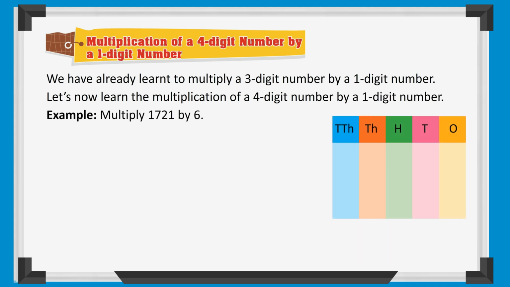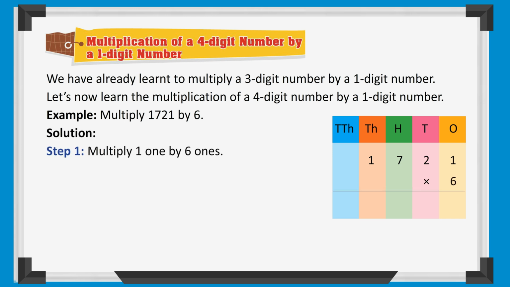Example: multiply 1721 by 6. Solution: Step 1. Multiply 1 by 6 ones. 1 times 6 ones equals 6 ones. Write 6 in the ones column.